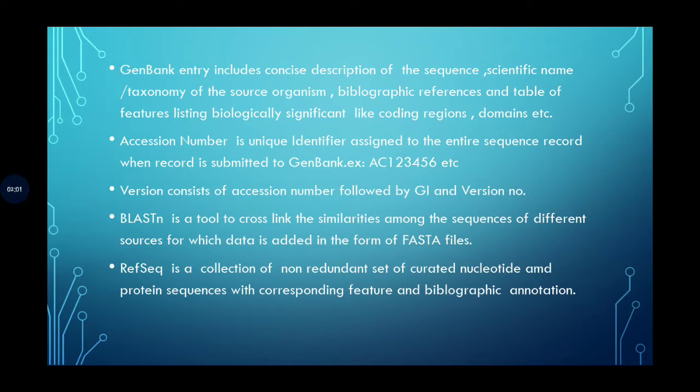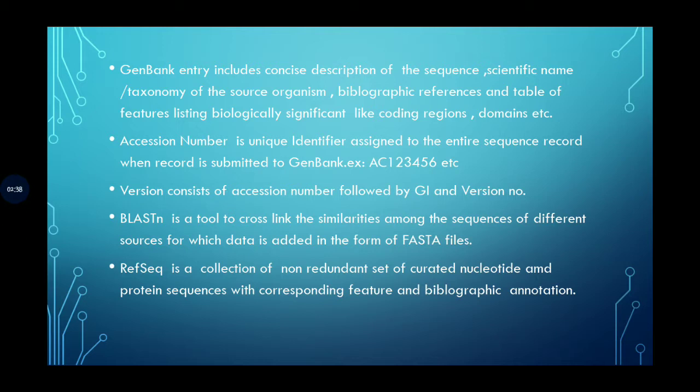GenBank entries include description of the sequence, scientific name or taxonomy of the organism, bibliographic references, and a table of features listing biologically significant features like coding regions, domains, motifs, etc. Accession number is a unique identifier assigned to each and every sequence record when the record is submitted to the GenBank. Version consists of accession number followed by GI and the version number.